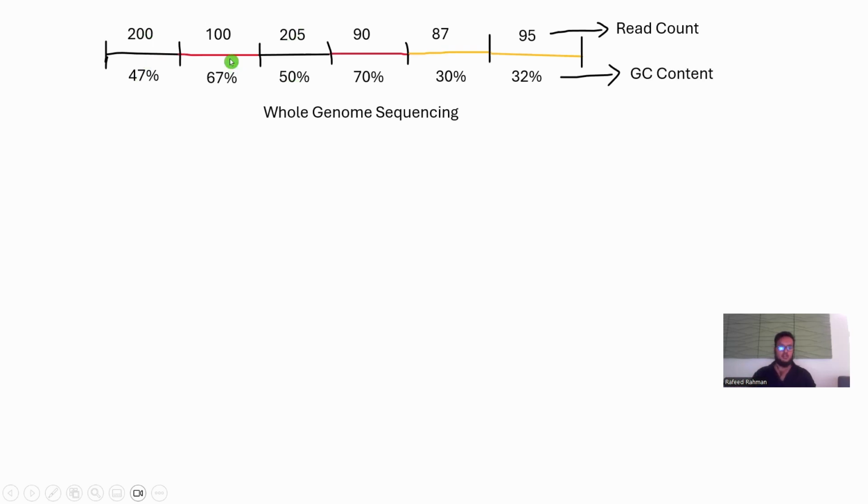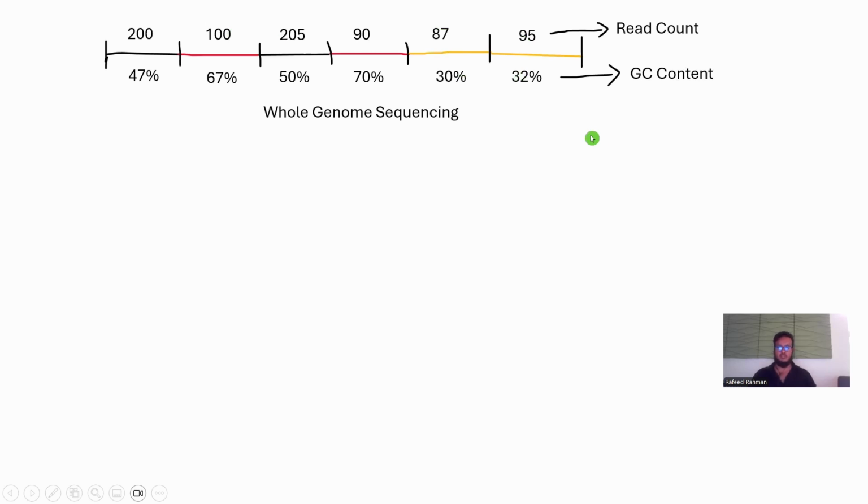But if you look at the red segments, these red segments have a relatively high GC content, right? 67% and 70%. You can see that their read counts are actually much smaller compared to the normal black segments, right? Also, you can see 2 yellow segments here where GC content is very low, like 30% and 32%. In those cases, you can also see the same trend. You can also see 87 and 95, which is not even close to 200 and 205.